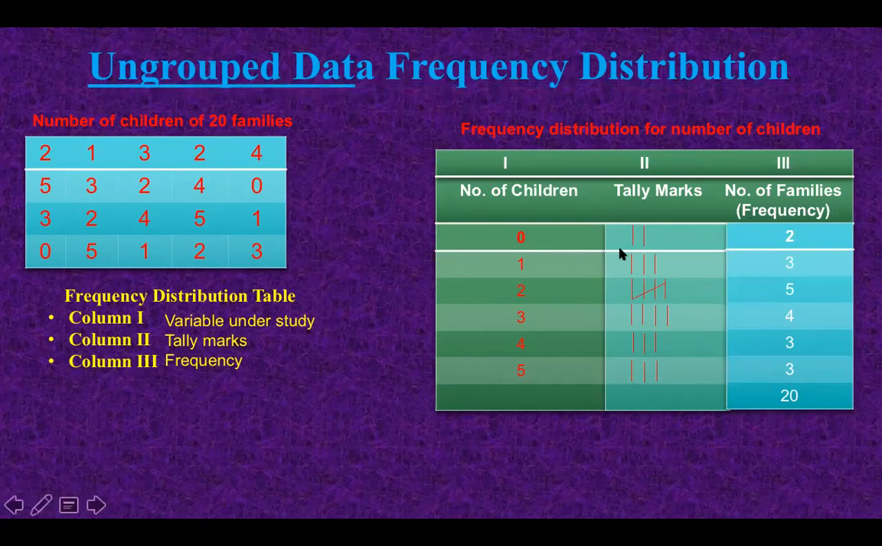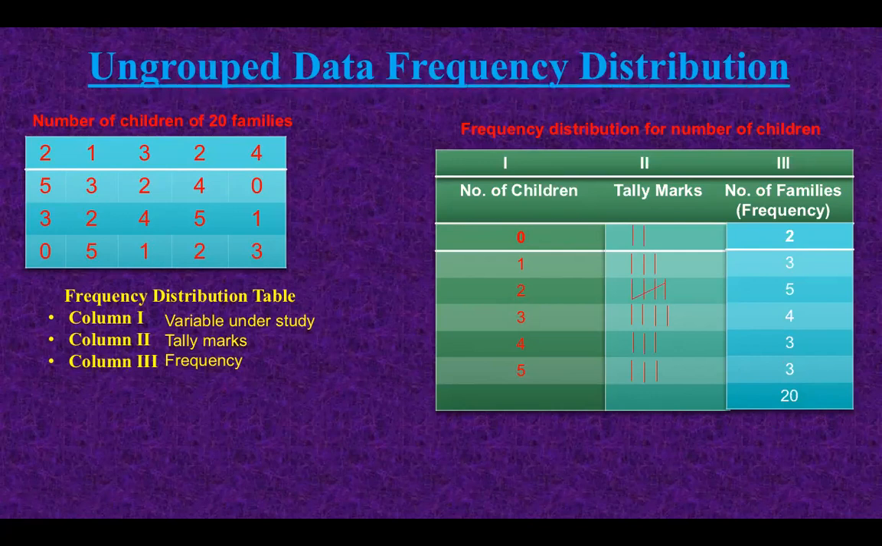The next step is to sum these tally marks. By summing, it is 2, 3, 5, 4, 3, 3. The total number of frequencies should be equal to the total number of observations. Here, the total observations were 20 and the total number of frequencies came out to be 20. From this table, we can conclude that 2 families have no child, 5 families have two children, and the highest number of families have 2 children.